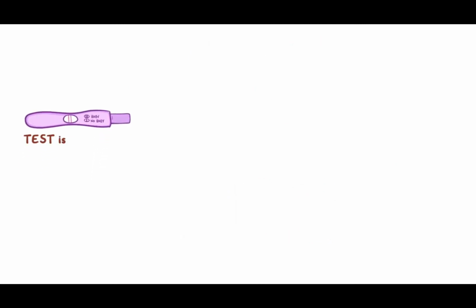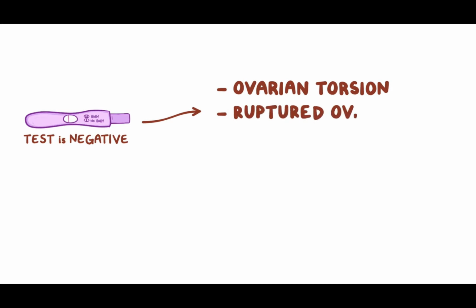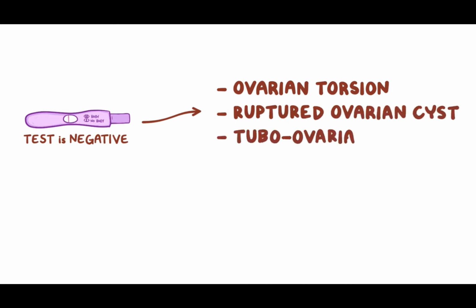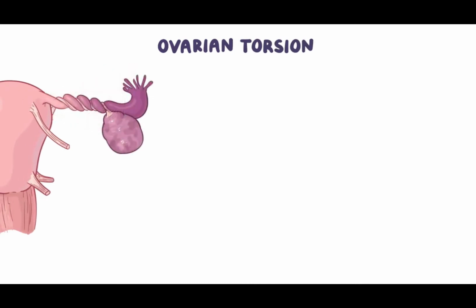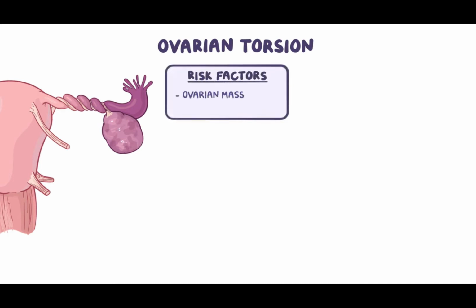If the pregnancy test is negative, the likely causes are ovarian torsion, a ruptured ovarian cyst, and a tubo-ovarian abscess. In ovarian torsion, the ovary twists around the suspensory ligament, which suspends the ovary and contains the ovarian blood vessels within it. Risk factors include an ovarian mass, like a cyst or cancer, and an ovary greater than 5 centimeters in diameter. In both cases, twisting the vessel cuts off the blood supply to the ovary, causing ovarian ischemia.